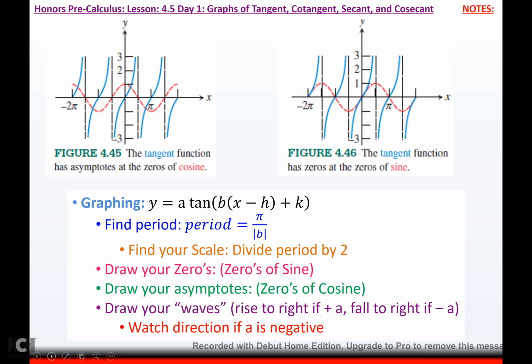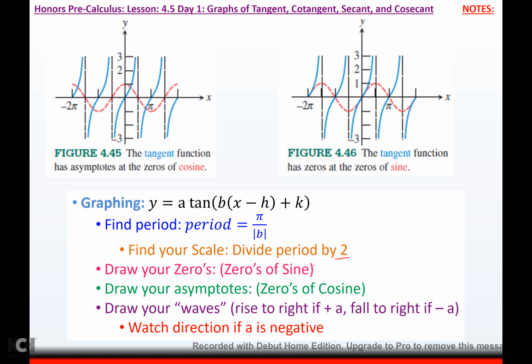Alright, so how do we graph these guys? Well, first of all, you got to find your period. The amplitude isn't going to affect us. The period is going to be pi over the absolute value of b, and then find your scale. On our scale for sine and cosine, we divided by 4, but since our period for tangent is only pi, we're going to divide by 2.